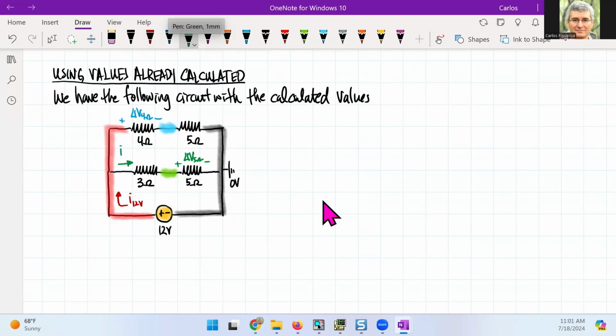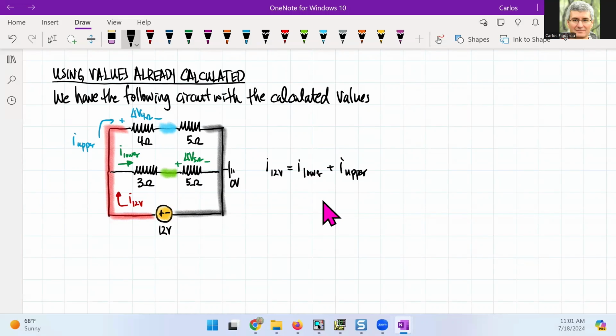I'm going to say this is the current of the lower branch. And then I have a current coming in here, which will be the current of the upper branch. According to KCL, the current of the 12-volt source must be the current of the lower branch plus the current of the upper branch. But we know what those voltages are, and therefore we know what the current is.